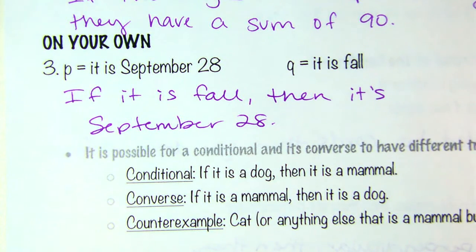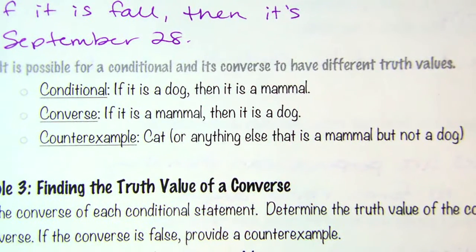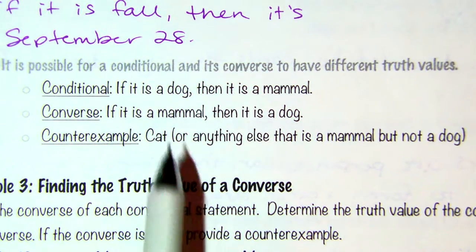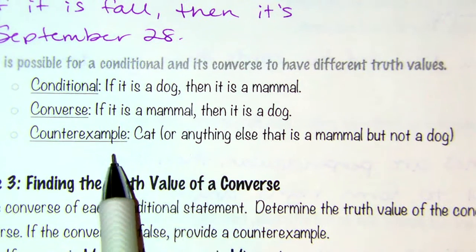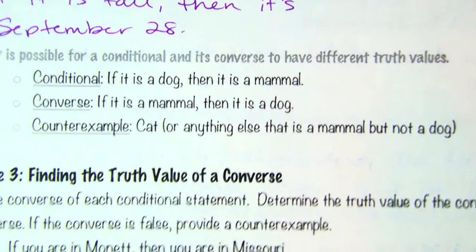So it is possible for a statement to be true going one way, and then when you flip it, it could then be false. And we talked a little bit about that yesterday, but here's an example. So if the conditional, the if-then statement said, if it is a dog, then it is a mammal, that is true. A dog is a mammal. But if you flip that and say, if it is a mammal, then it's a dog, that's no longer true. So if that happens when you flip it and it's not true, then it wants a counterexample. So this is what proves that that statement is false. So you could say cat or anything else that's a mammal but not a dog. So let's try some of those.